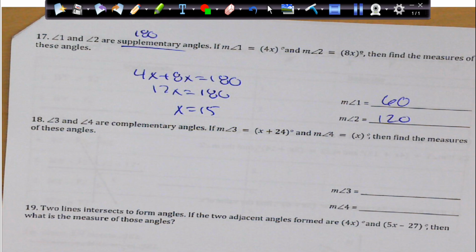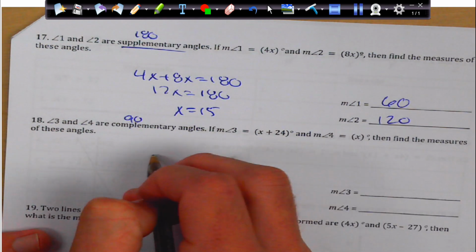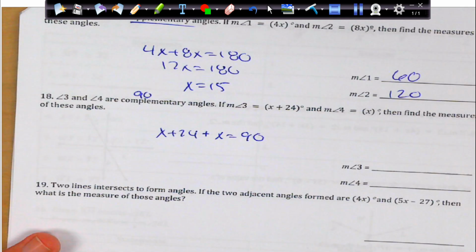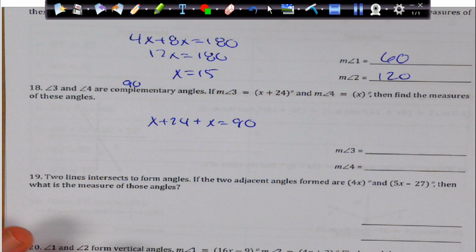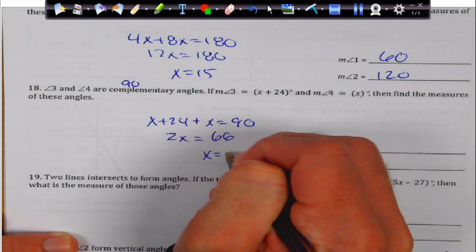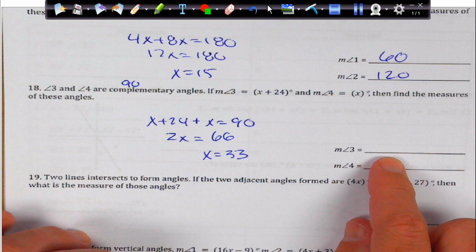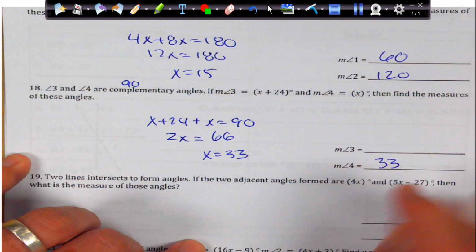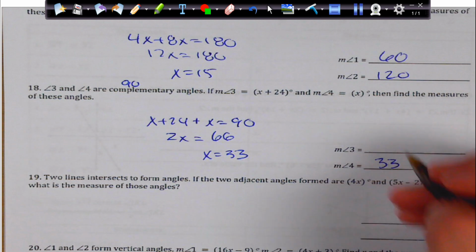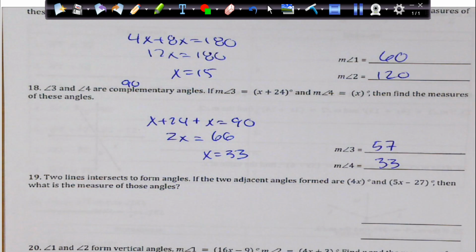3 and 4 are complementary, so you're going to add those up to 90. I mean, the math almost can't get easier than this. It's the vocab. So that's 2x equals, I'm going to subtract the 24 right away. Gives me 66. X equals 33. What's angle 4? Well, that one's easy. 33. And then I kind of cheat because you can just do 90 minus 33. It's 57. But that's what I should get. 33 plus 24? 57.